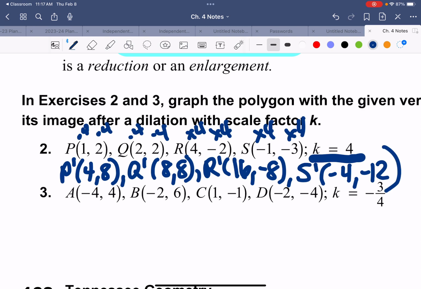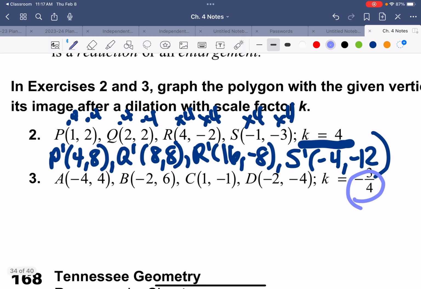Again, if you needed to see the graph, plug it in Desmos. And then here we have A, B, and C. Same thing. You're just going to take your K factor and multiply it by all of those. Okay?